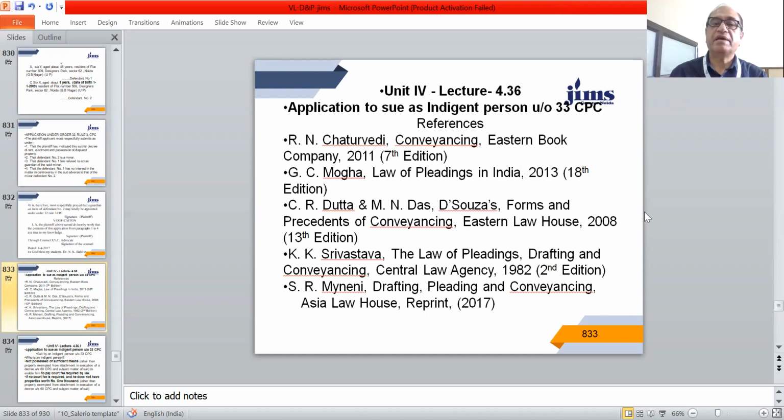Today, we are going to learn the drafting of an application to sue as an indigent person in accordance with Order 33 of CPC. And second, we will learn the drafting of appeal from orders. So first of all, we will learn the drafting of an application to sue as an indigent person.